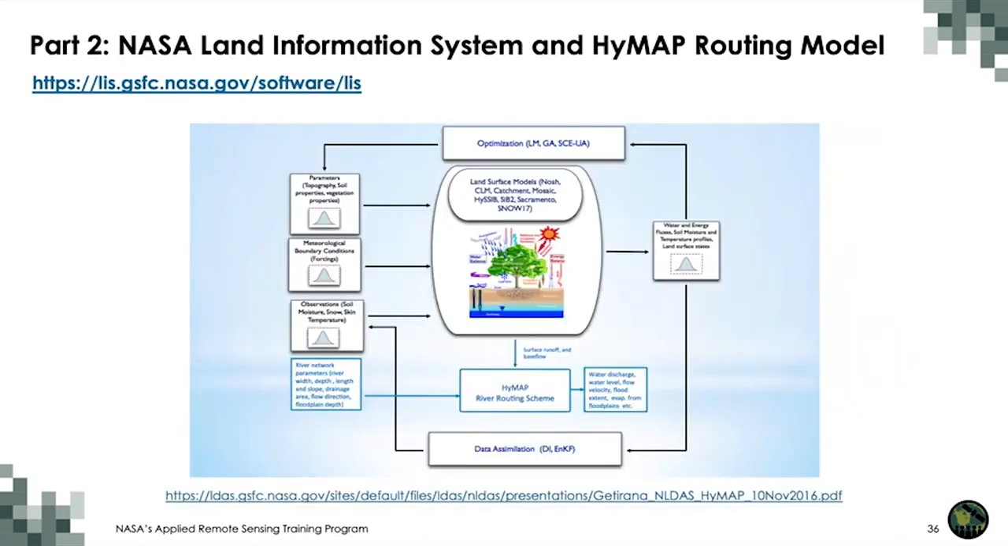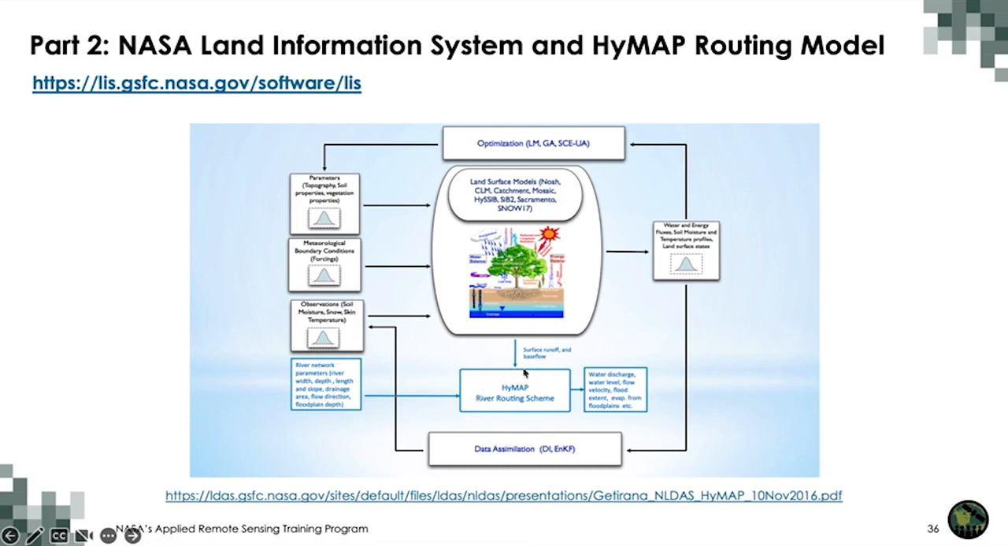So NASA has a Land Information System that is shown here. These are hydrology land surface models. They use water and energy balance. So inputs are given such as topography, soil properties, vegetation properties, weather conditions including rainfall, and then observations of soil moisture, snow, temperature. These are inputs to the Land Information System. And then river network information is also provided.